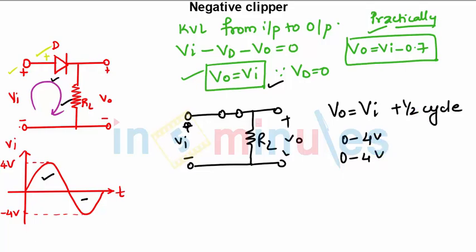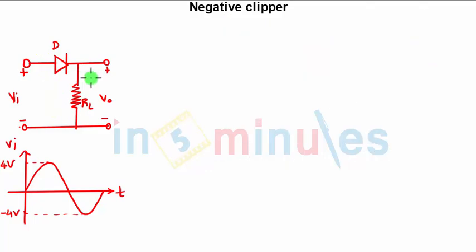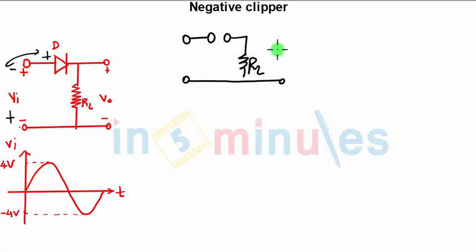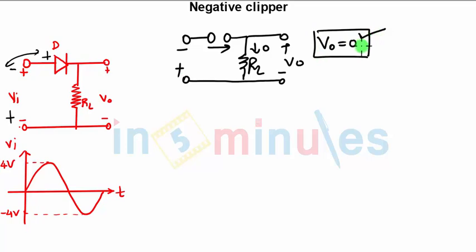Now moving to the negative half cycle, what will be there in the negative half cycle? In the negative half cycle, the diode will be reverse biased. You will have the negative terminal connected here, positive here. So the positive of the diode is connected to the negative of the supply, which will reverse bias the diode. The circuit will look like this: the diode will be open circuited, load resistance RL, the output voltage VO. Now since there is no current in the circuit, the current through RL will be 0, hence the output voltage VO will be 0. For the entire negative half cycle, your VO will be 0 volts.